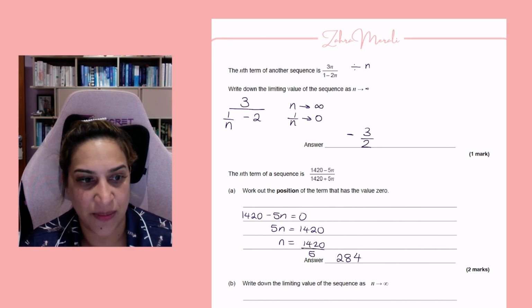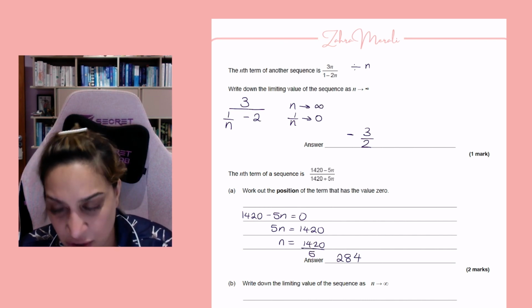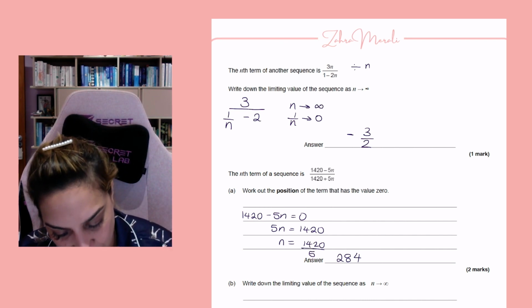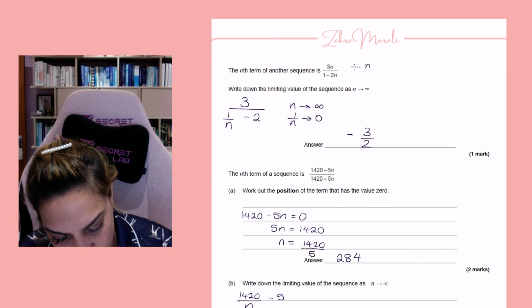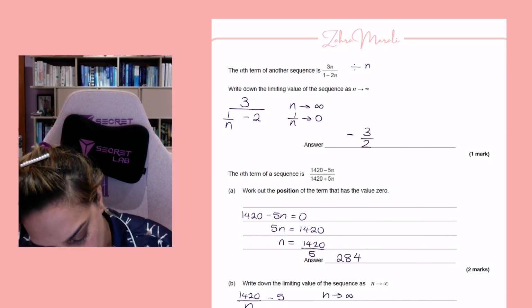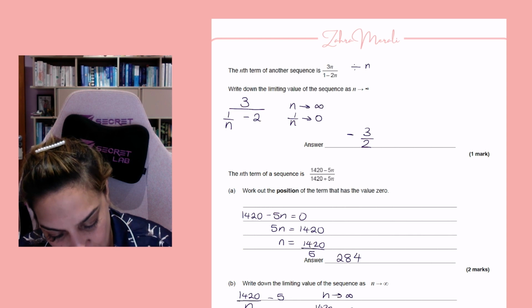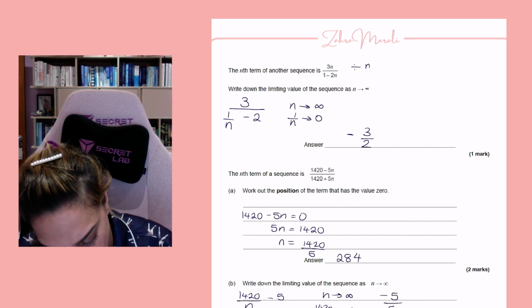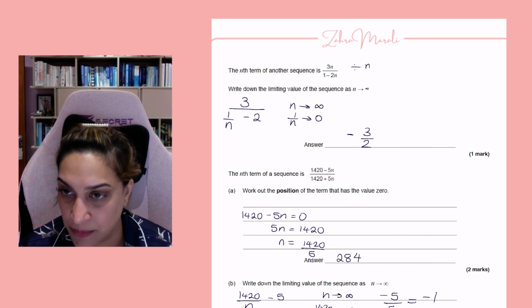And now we've got to think about the limiting sequence. Now let's do it in that same way. So we're going to make sure we end up with divide everything by n. So we get 1420 over n minus 5 over 1420 over n plus 5. So as n goes to infinity, 1420 over n goes to 0, which leaves you with minus 5 over 5, which is minus 1. So your answer is minus 1.